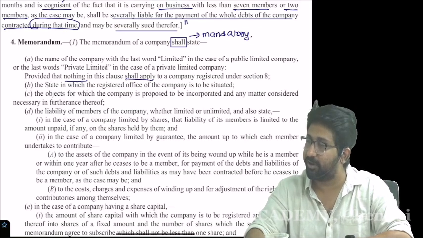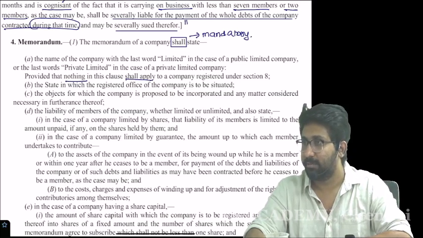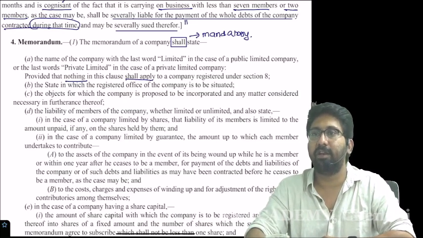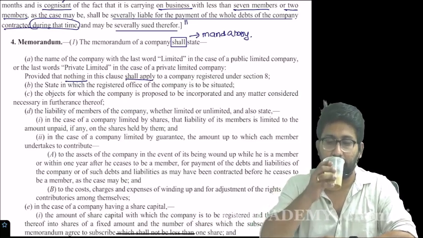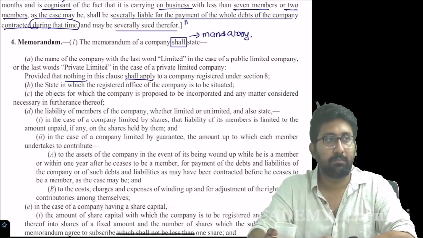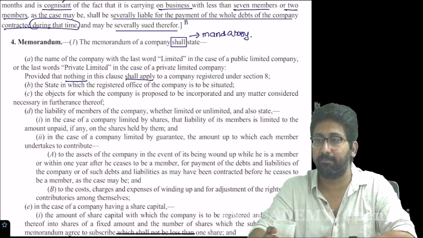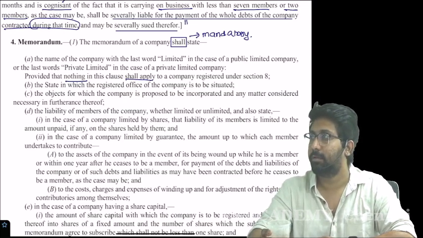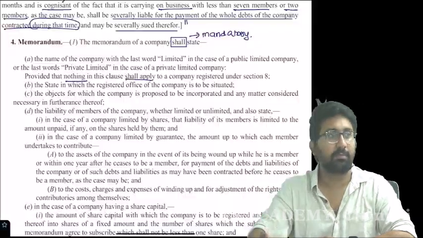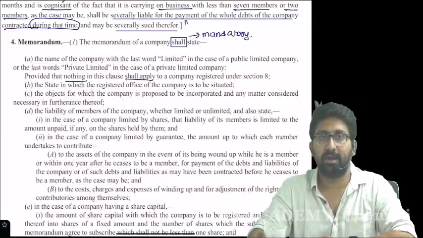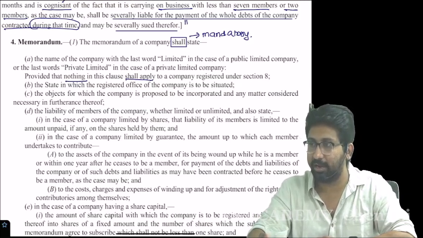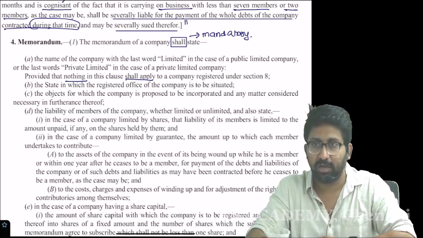If that sticky note is filled, take another. No problem. Paste it, write down. Continue. Below, write down: however, in case of a Section 8 company, that mandatory clause shall not apply.